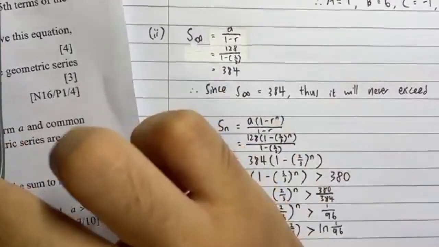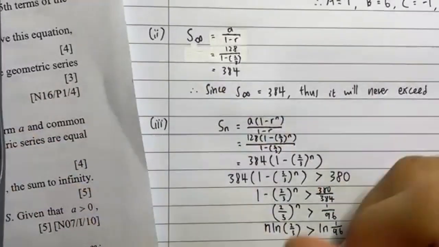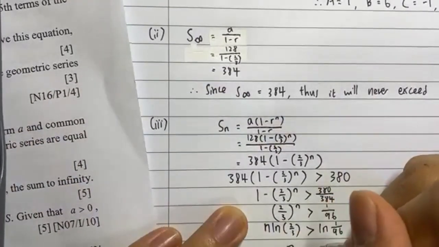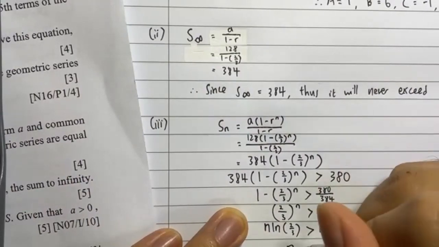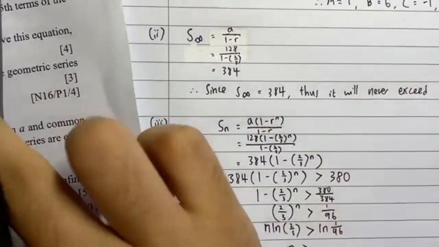Wait, ln 2/3 is negative, right? I think so. Yes. But ln 1/96 is also negative, right? So negative over negative, and then you'll get something. Oh, it's still the same. So I don't have to change the sign.